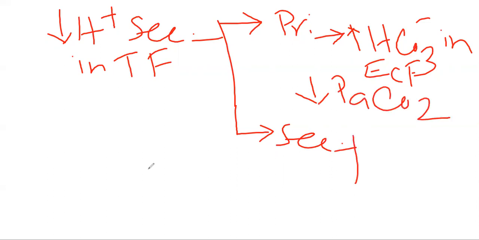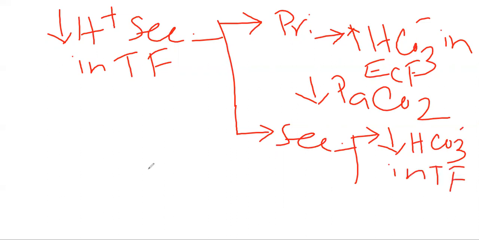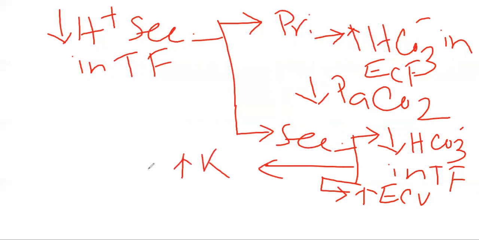Secondary reasons are decreased bicarbonate in the tubular fluid, or we can say increased extracellular volume or expansion of the extracellular volume. Next, hyperkalemia and hypoaldosteronism. Hyperkalemia means an increase in the potassium ion concentration, and hypoaldosteronism means a decrease in the aldosterone concentration. So these are the factors by which hydrogen ion secretion will decrease.